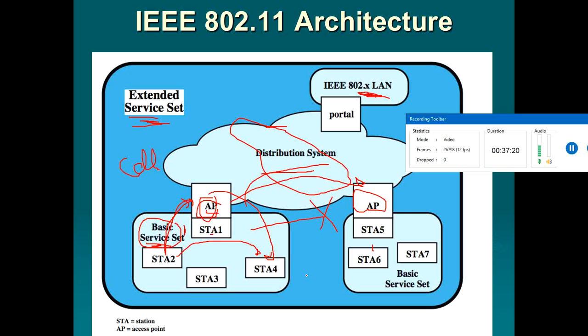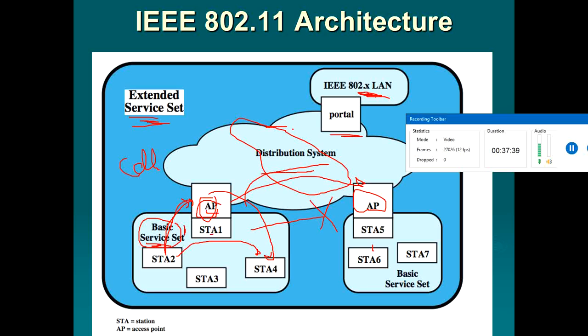Also, in case of 802.11 architecture, a portal is used. If you see, this is a portal over here. The portal logic is implemented in a device such as a bridge or a router, which is a part of the wired LAN, and this portal is attached to the distribution system.